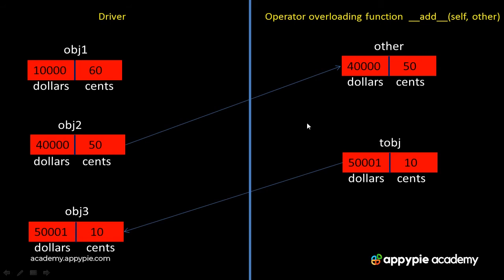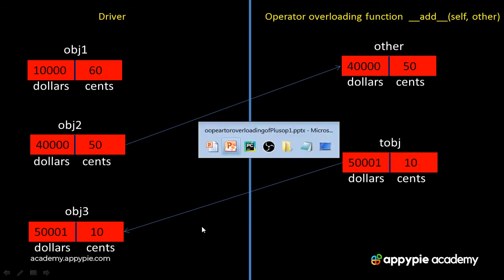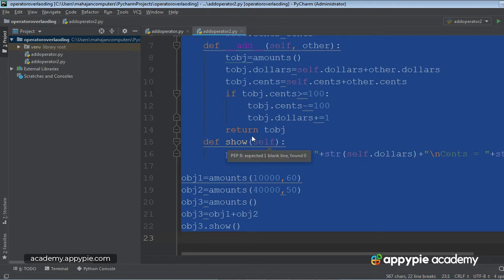So let me show you the program. And finally, this object tobj, because it is in the operator overloading function and not in the driver of the program, has to be returned back. I will return it and put it into obj3. So obj3 too would contain 50,001 and 10. The values can be anything.